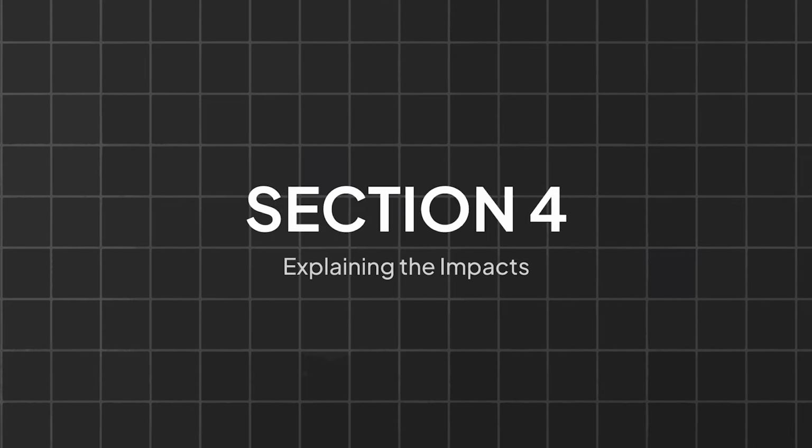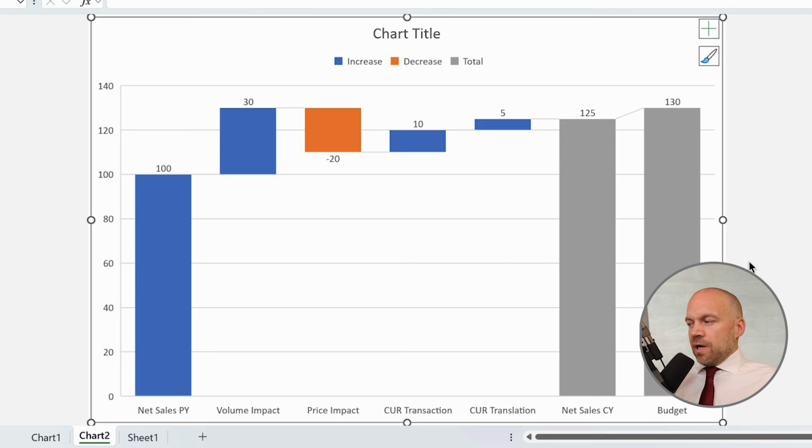Section 4. Explaining the impacts. Let's break down each impact one by one. The volume impact. This bar shows the effect of selling more or fewer units. If more units are sold, this bar will be positive, indicating an increase in net sales. Conversely, if fewer units are sold, the bar will be negative.